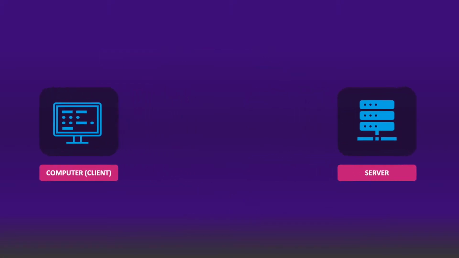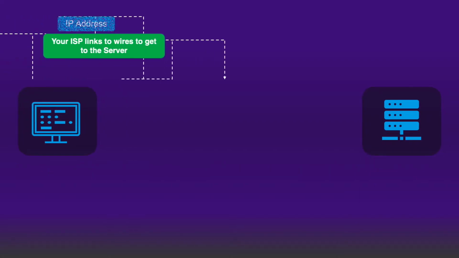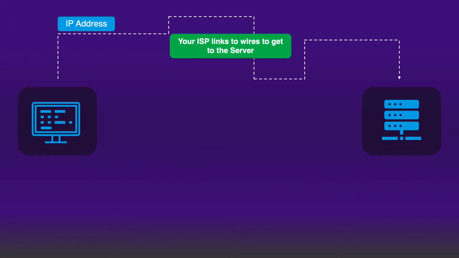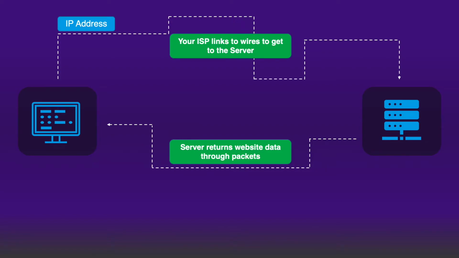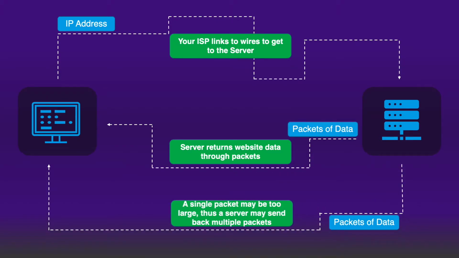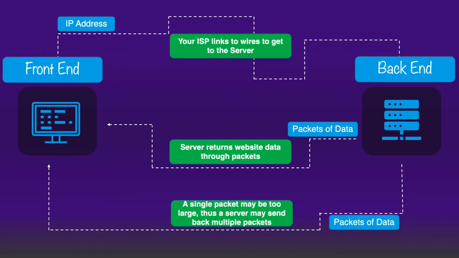Let's look at it a little bit more broad. Your computer will reach out to the server with the IP address. Your internet service provider links your IP address to the server through wires. The server will then return website data through packets back to your computer. However, website data may be very big, so the server might send multiple packets of data back to your computer. Development that happens in your browser is known as the front end, as development that happens on the server side is known as the back end.